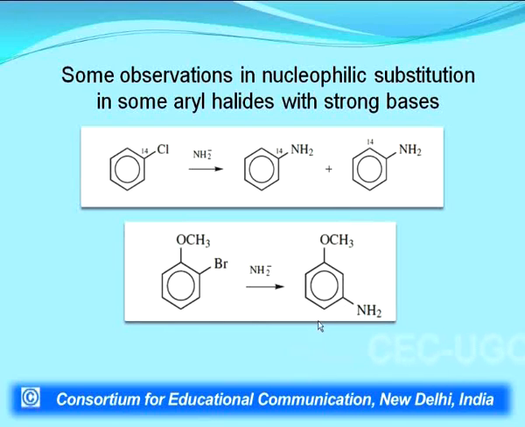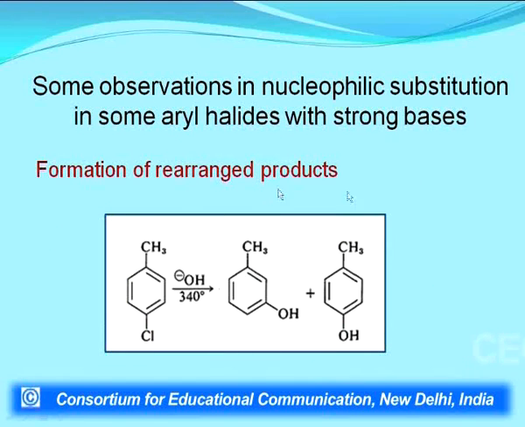So, these two facts cannot be explained by the earlier mechanism which we have called the addition-elimination mechanism. Let us take one more case which could not be explained. Parachlorotoluene, when treated with sodium hydroxide at a temperature of about 340 degrees, gives a mixture of products: in almost 50% the hydroxyl is at the para position, and in almost 50% the hydroxyl is at a meta position to the methyl group.